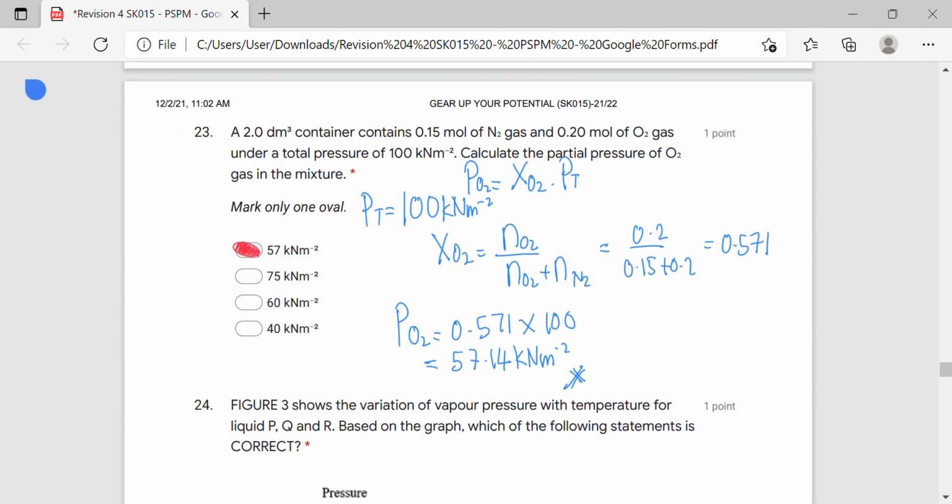Calculate the partial pressure of oxygen gas in the mixture of nitrogen and oxygen. Given P total in kilonewton per meter square. The sum of both moles gives us N total, so 0.15 plus 0.2, 0.35 is the total moles. Then get the mole fraction for oxygen. Mole fraction of oxygen times PT is the partial pressure of oxygen.